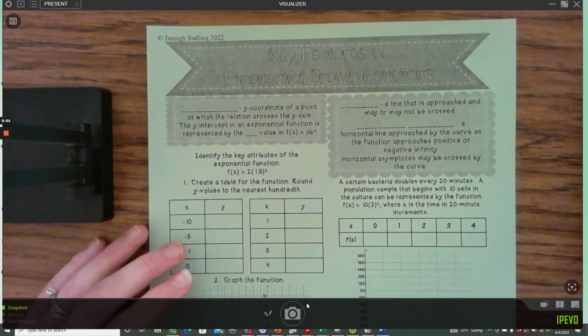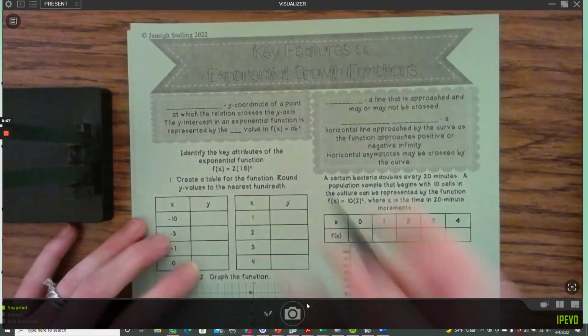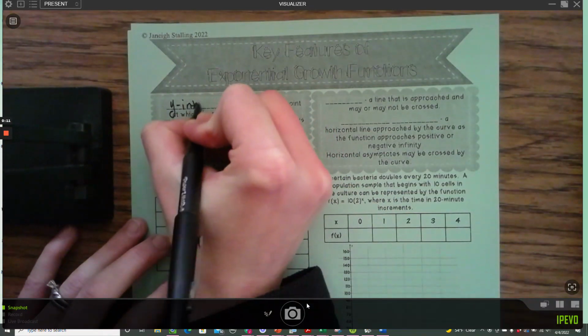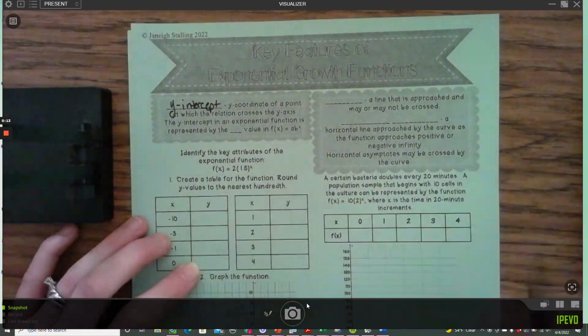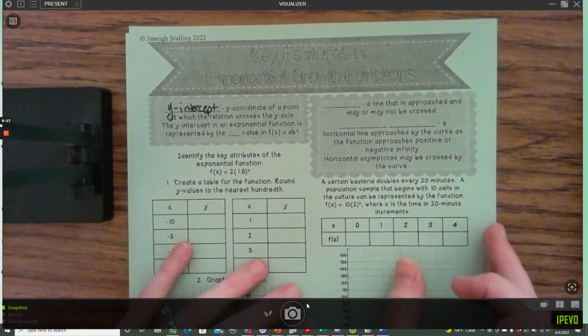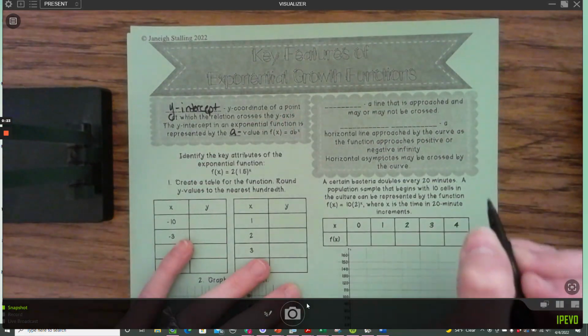This video is for the key features of exponential growth and exponential decay functions. The y-intercept is the y-coordinate of a point at which the relation crosses the y-axis. The y-intercept in an exponential function is represented by the a value.